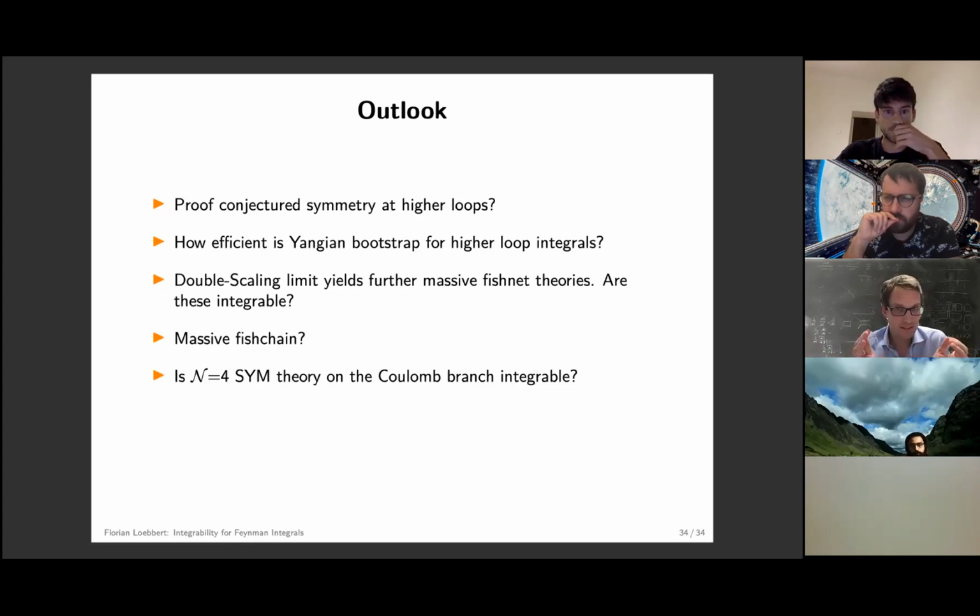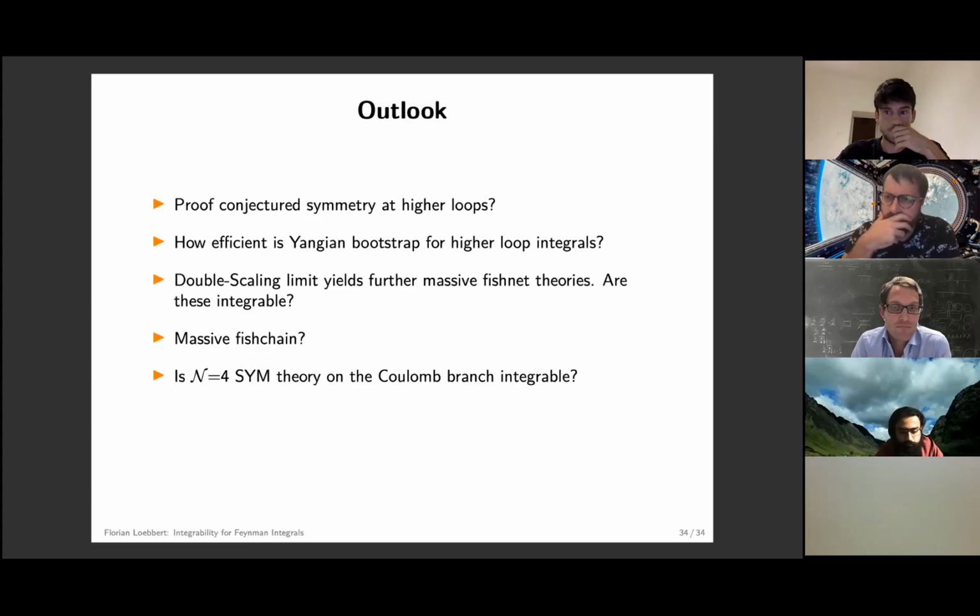We've seen that this double scaling limit does not only yield this bi-scalar massive fishnet theory, but also other versions with other field contents, as have appeared in the massless case. So an obvious question is whether they also have integrability properties. As Kolya and Amit have shown, there is this dual picture of the fishchain in the massless case. Maybe one can generalize this also to the massive situation.